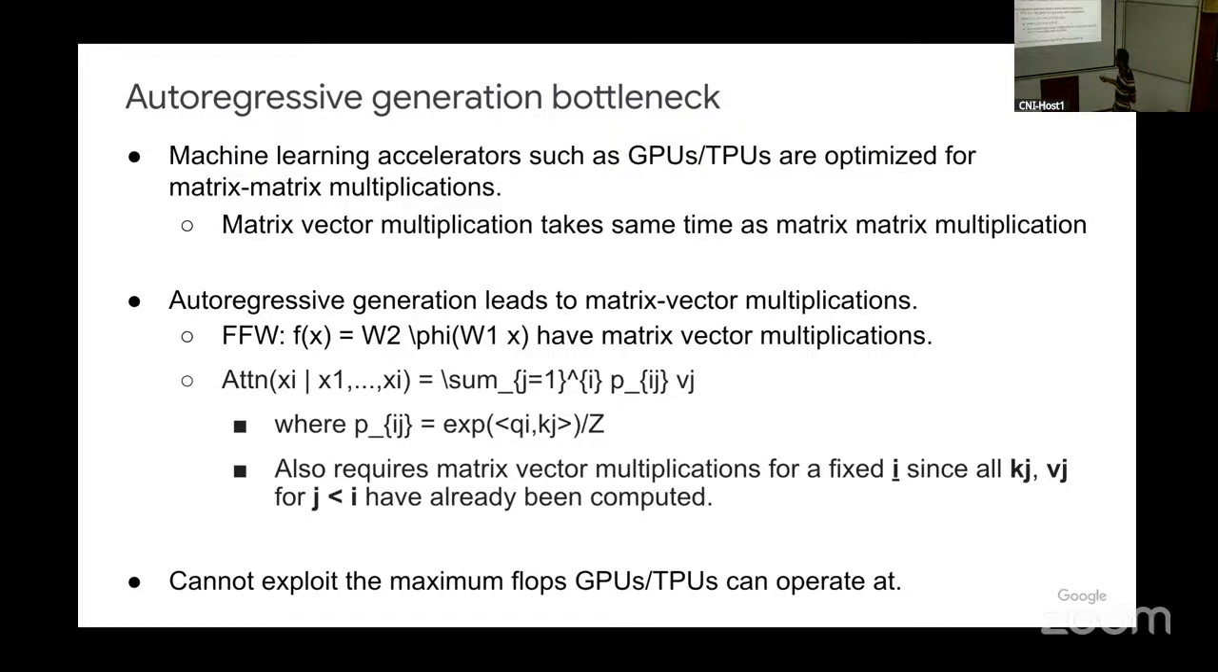So what this suggests is that this really cannot exploit the maximum flops or compute that the GPUs and TPUs are capable of, because we are not able to make use of these matrix multiplications, and are essentially stuck with doing sequential matrix vector multiplications.